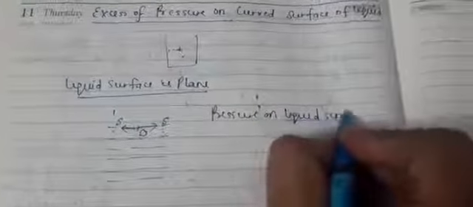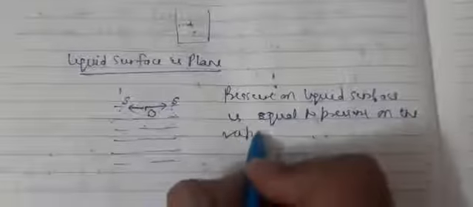So you can just take the conclusion from this. If the liquid meniscus is plane, liquid surface is plane, then pressure on liquid side is equal to pressure on the vapor side. Only when the liquid surface is plane.